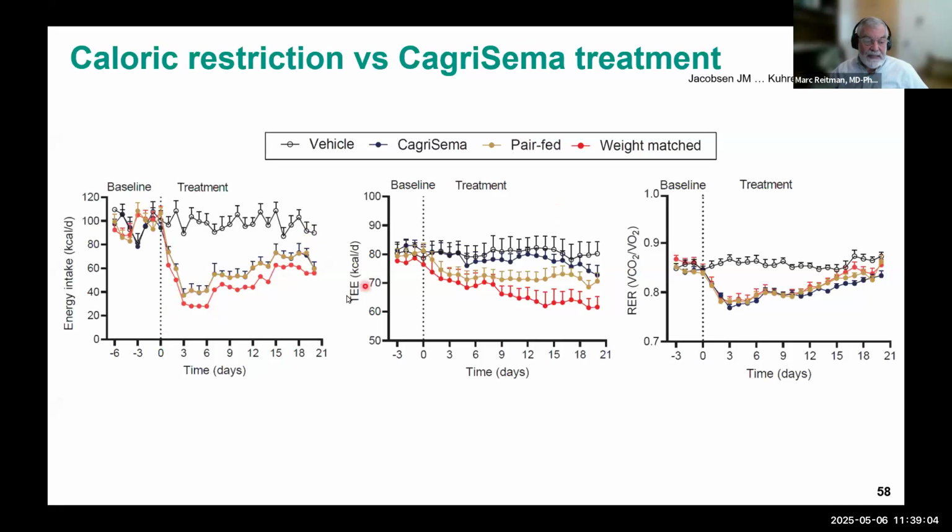Now, what happened to metabolic rate? Whereas this is the full scale in energy intake, metabolic rate is a truncated scale, and you see that CagriSema didn't do much to metabolic rate. It really prevented the reduction in metabolic rate that the caloric restriction caused.